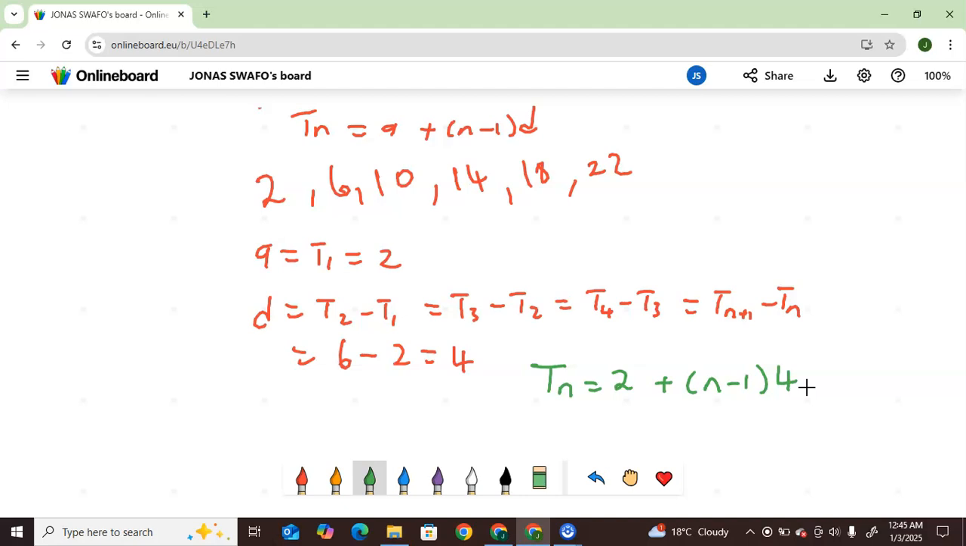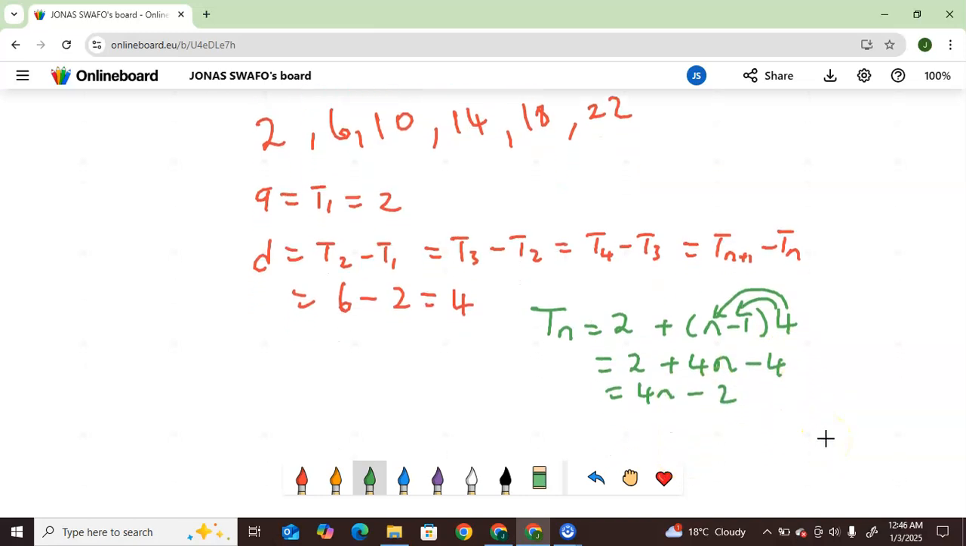There are different ways of writing it. Other people like to simplify it even further. It is purely up to you. If you simplify it further, you're going to have the 2 plus the 4. We'll have to multiply everything out inside the bracket. So we're going to have 4 times n, which is 4n, and 4 multiplied by minus 1, which is minus 4. And if you simplify this, we're going to have 4n, 2 minus 4 will be minus 2. So this will be your general formula, right? Which is Tn equals 4n minus 2.